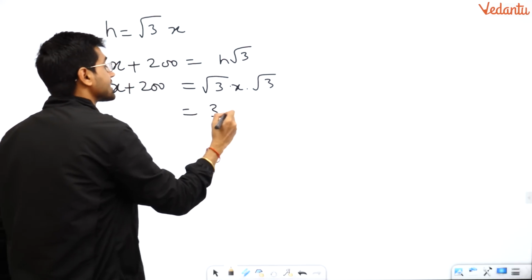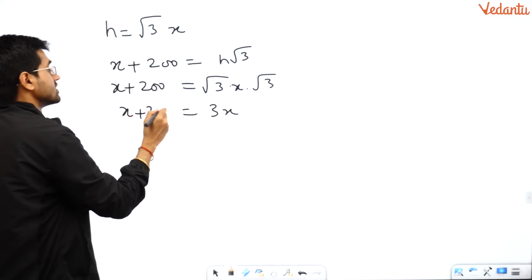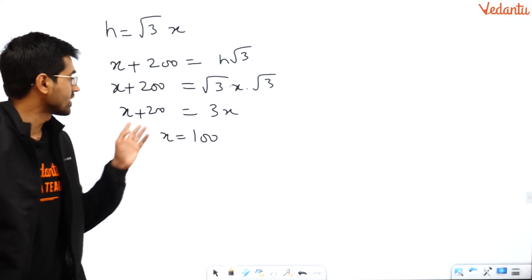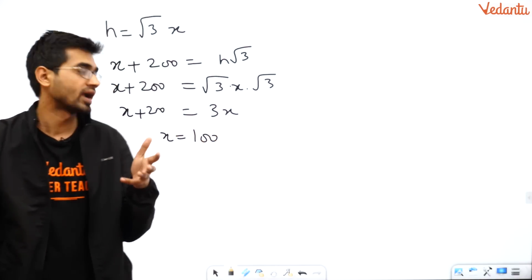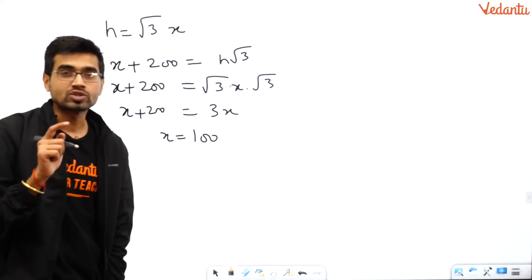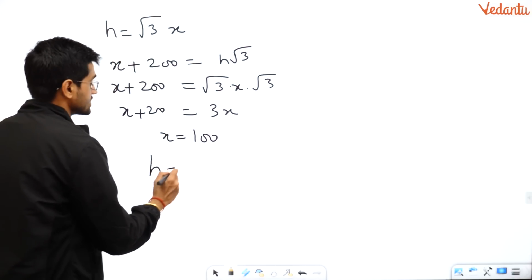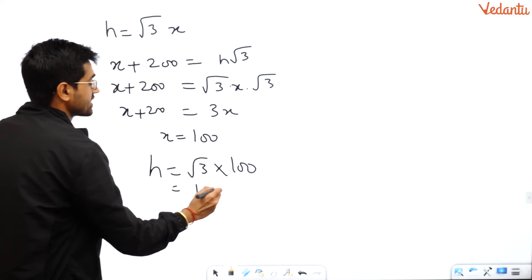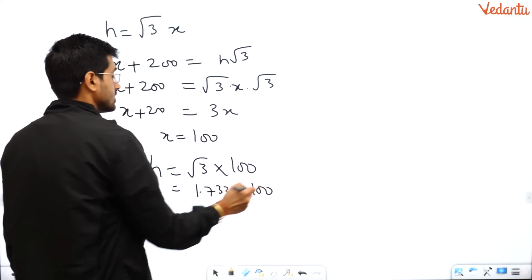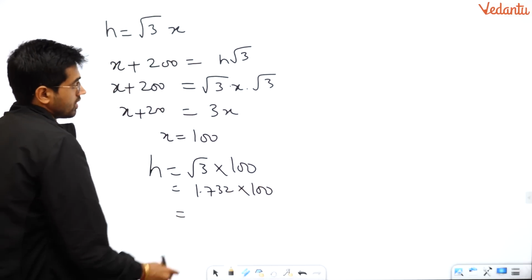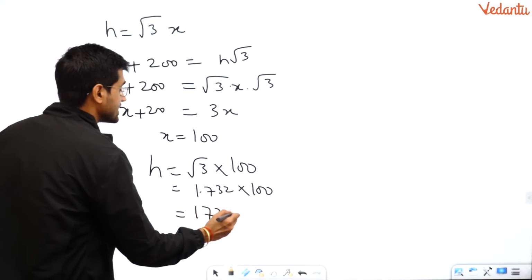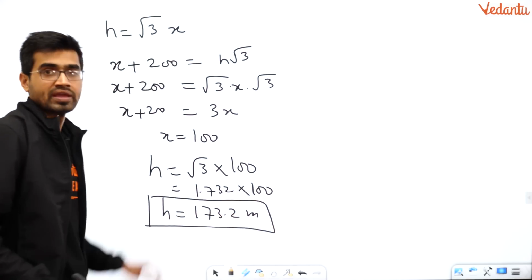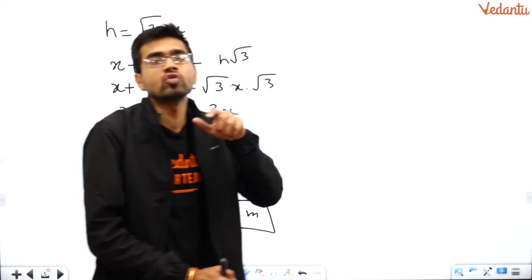So this will be 3X, and this will be X plus 200. And 3X minus X will be 2X. 2X is equal to 200. So X is what? 100. They were not asking us to find X. They asked us to find the H, which is root 3 times X. So root 3 times 100, which is 1.732 into 100. So how much will it be? 173.2 meters. That is the height at which the jet plane is flying right now. It is at a height of 173.2 meters.